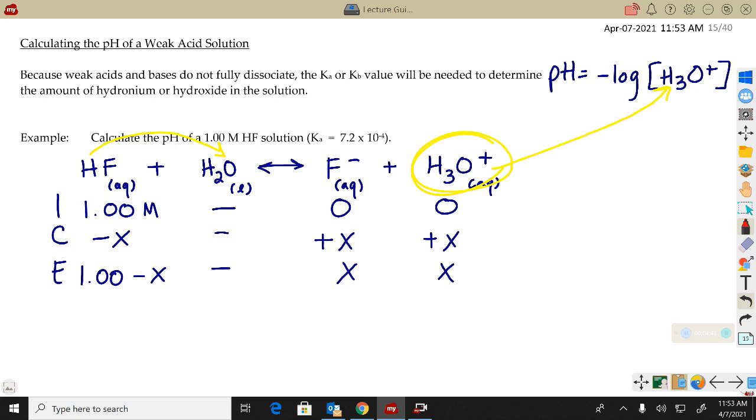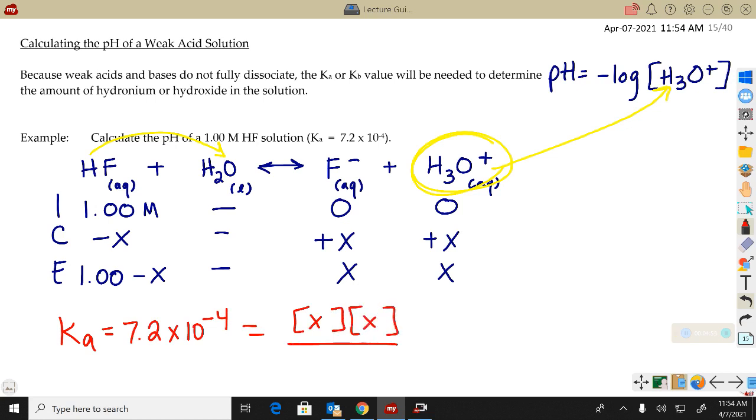But that's okay because I have the constant. Ka is 7.2 times 10 to the negative 4th. That equals products, so X times X, over reactants, 1 minus X. All right, so let's just solve for X and we're good, right? Yeah, I don't know if I really feel like working that hard. I'm going to have to cross multiply and simplify, and I think I'm going to end up needing the quadratic equation.